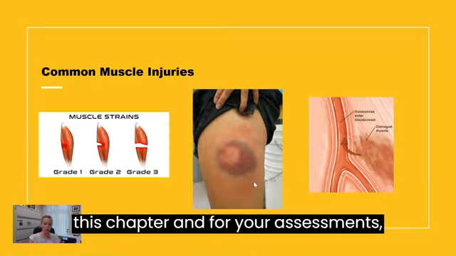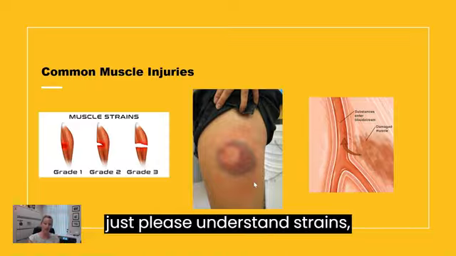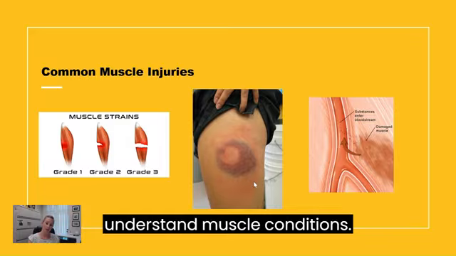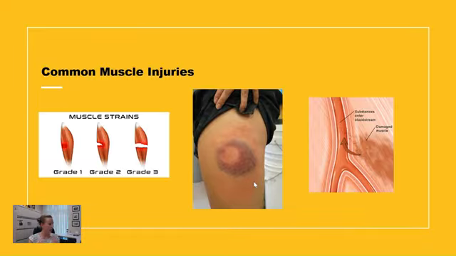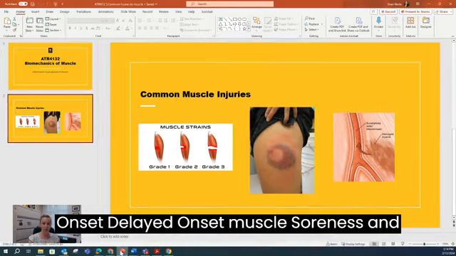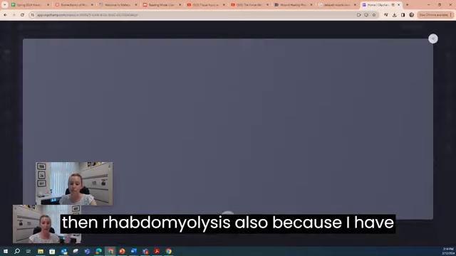For this chapter and for your assessments, please understand strains, understand muscle contusions, and understand delayed onset muscle soreness, and then rhabdomyolysis also, because I have that in the module. If you have any questions, please reach out.